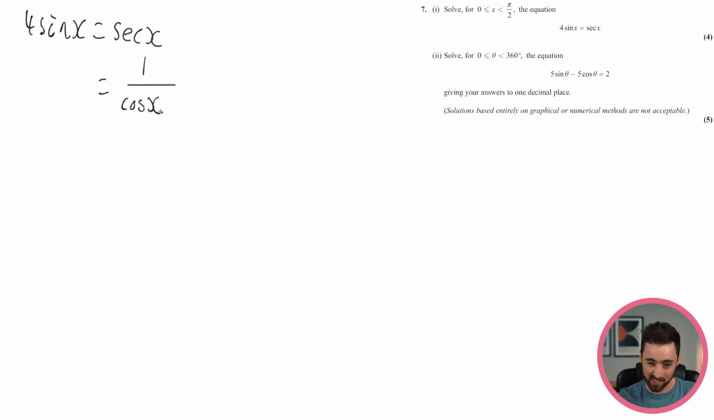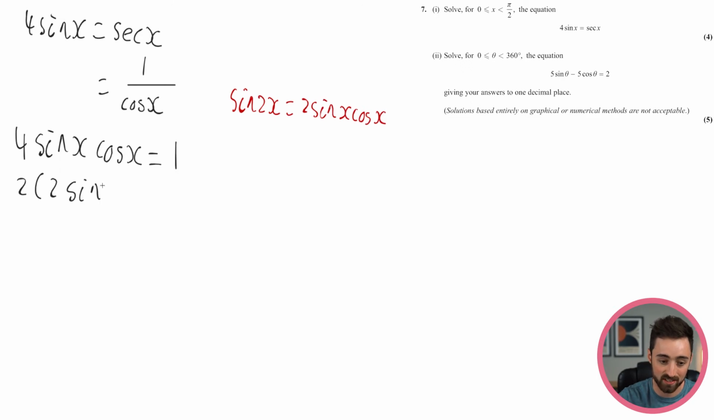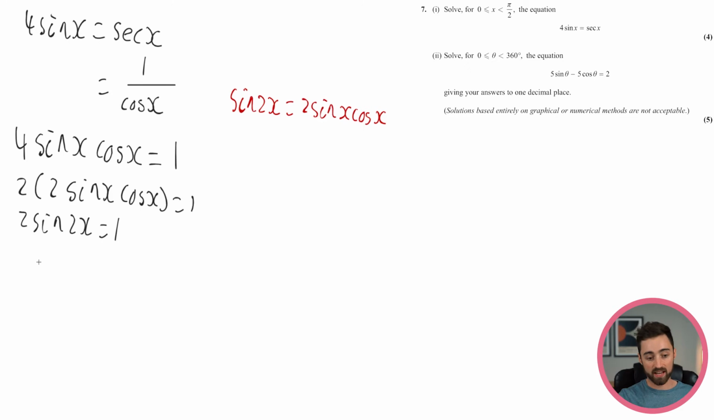I'm going to rearrange a bit and see what I can get. I want to get rid of this fraction, so I times up by this cos x here. So it's going to equal 1. Now, 4 times sine x cos x. If I have a sine x cos x together, that makes me think of the double angle formula for sine, because I know that sine 2x is equal to 2 sine x cos x. So this is useful because what I have here is 2 lots of 2 sine x cos x. So that's going to tell me that I actually just have 2 sine 2x equals 1 here. So divide by that 2, and I get sine 2x equals 1/2.